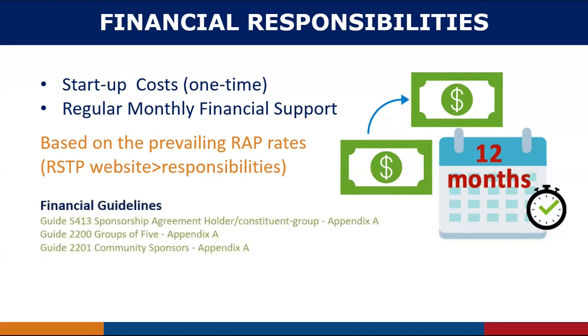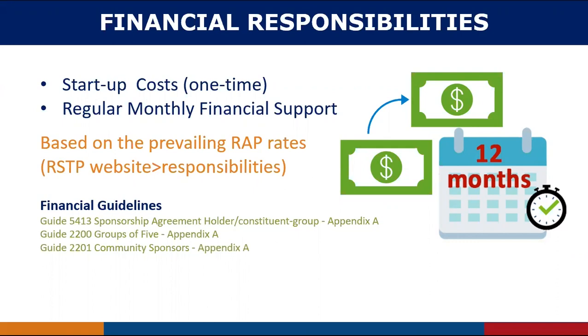Sponsors are highly recommended to read through the financial guidelines for the applicable guide to sponsor based on your sponsorship group type. So they're listed here for SAWs, it's guide 5413. For groups of 5, it's guide 2200. And for community sponsors, it's guide 2201. And in each of them, the financial guidelines are located in Appendix A.